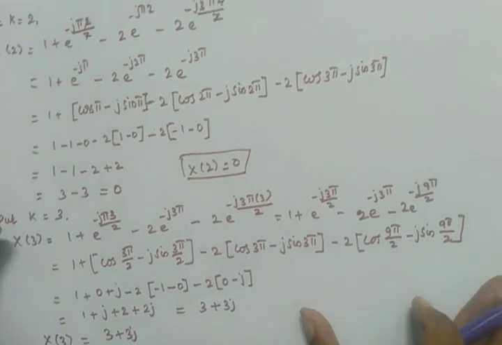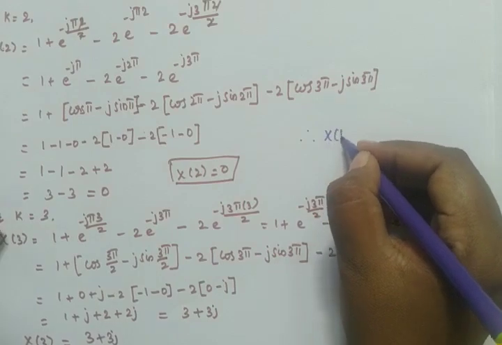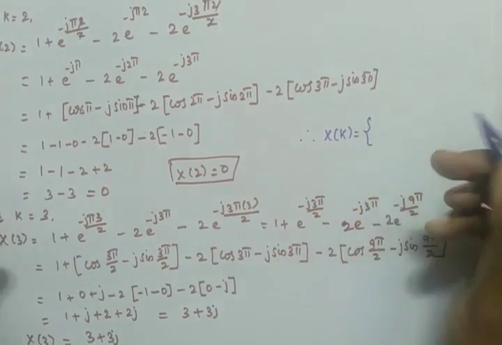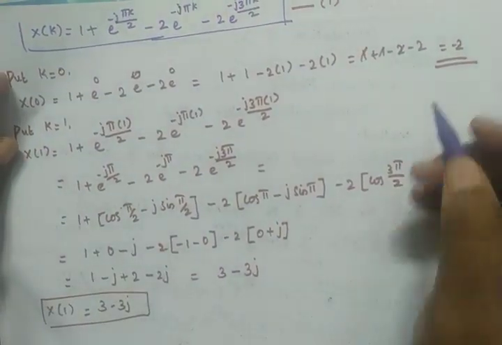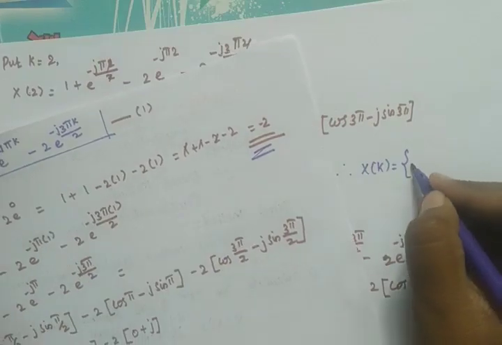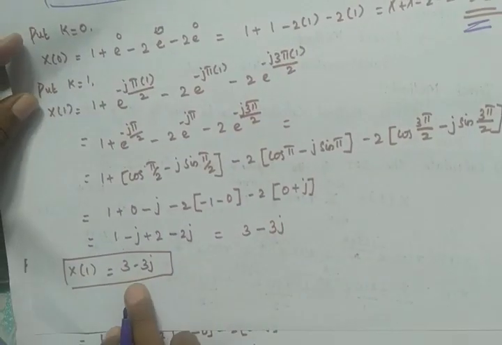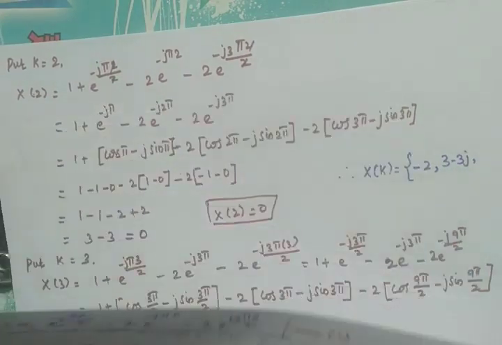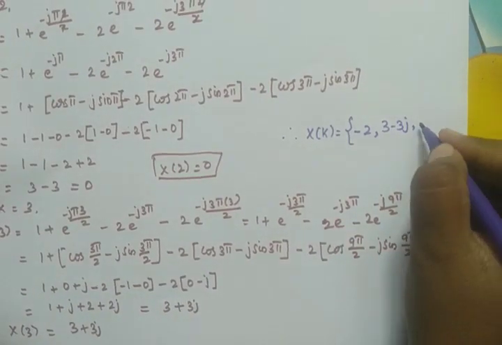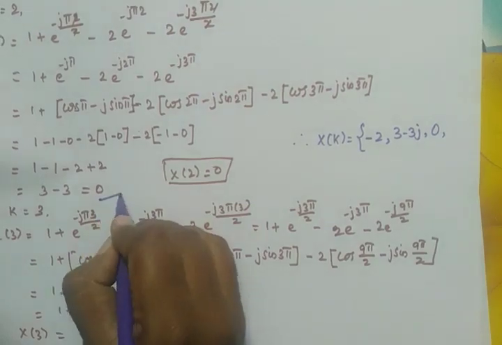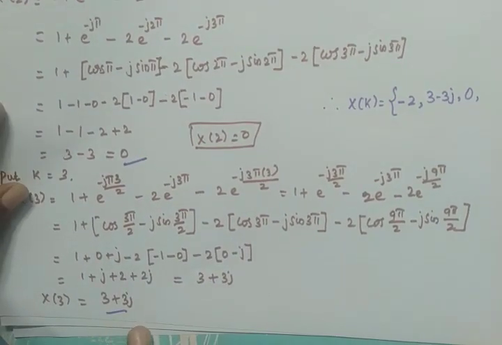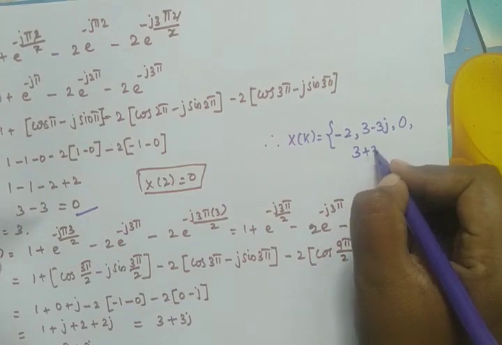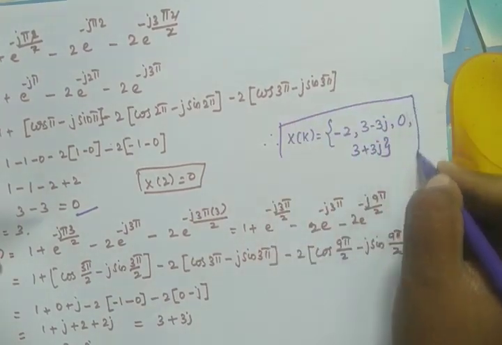Therefore, finally we have found the answer, X of k. What is the value of X of 0? X of 0, that is when k is equal to 0, we have found minus 2. And X of 1 is 3 minus 3j, and X of 2 will be 0. And X of 3, when k is equal to 3, is 3 plus 3j. Now this is the answer.